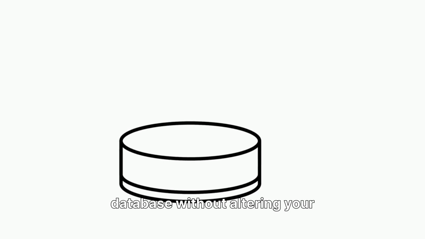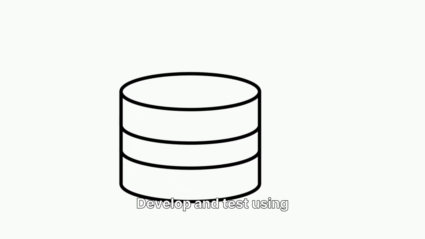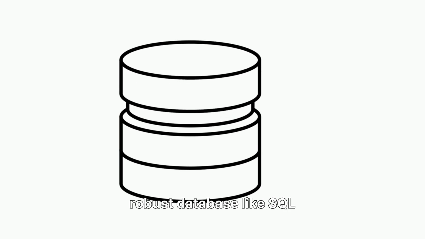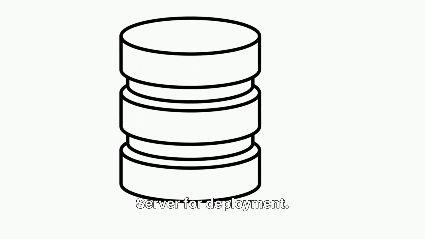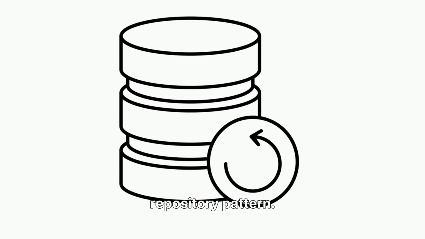This means you can switch from an in-memory list to a real database without altering your application's business logic. Develop and test using an in-memory list, then effortlessly switch to a robust database like SQL Server for deployment. This demonstrates the true power of the generic repository pattern.